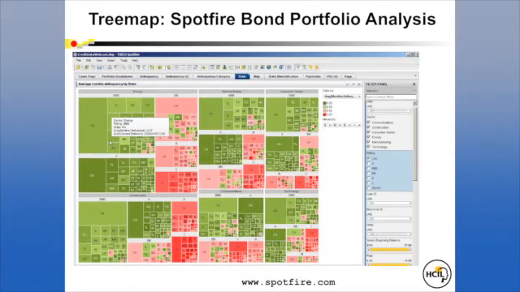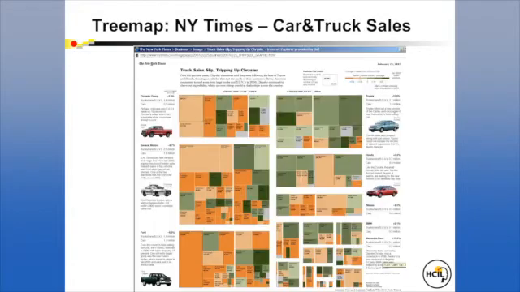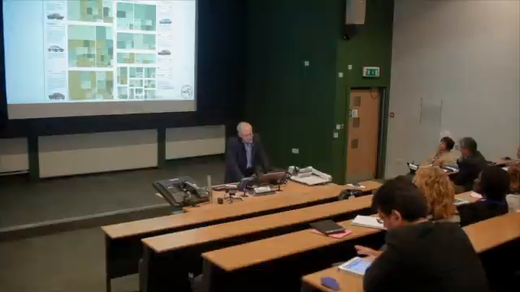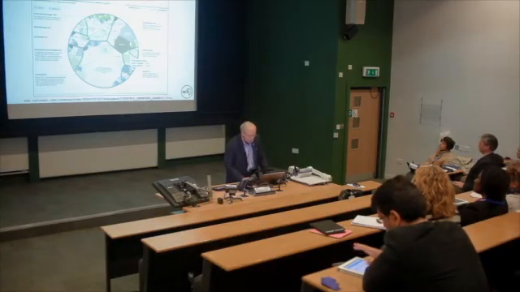Spotfire added tree maps 3 or 4 years ago. Tableau added tree maps 6 months ago. The New York Times, since 2007, has been using tree maps to represent data. So it's a great satisfaction to see an idea travel and become very public.